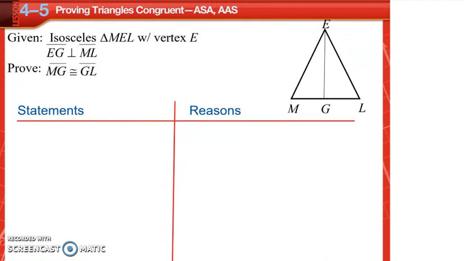Alright, this is an isosceles triangle, so the vertex is E. That means that these two sides have to be the same, but this right here is the vertex. We also know that EG is perpendicular to ML, so we're going to write that right there. I think we have to figure out that these triangles are congruent to each other, so let's just kind of talk it out. If that's 90 degrees, so is that one. If this is isosceles, that angle is congruent to that angle. So now I have the hypotenuse and an angle and an angle on this one.